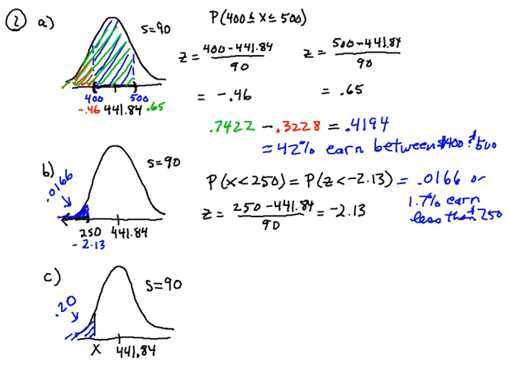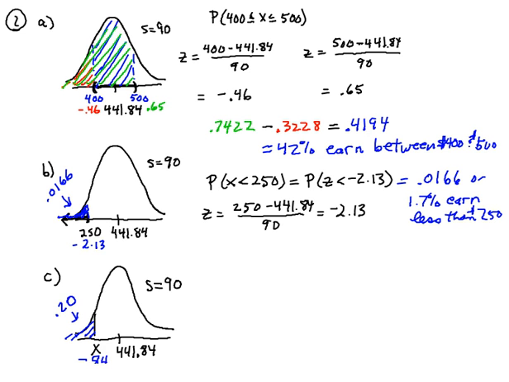So I'm going to try to get as close to 0.2 in the table as I can and figure out what the row and column are. The closest I can get is 0.2005, and that's on the table with the negatives. It's in row negative 0.8 and under column 0.04. So the z-score for X is going to be a negative 0.85.